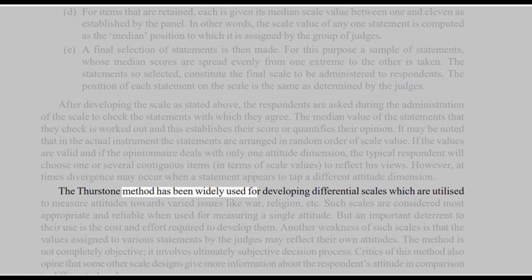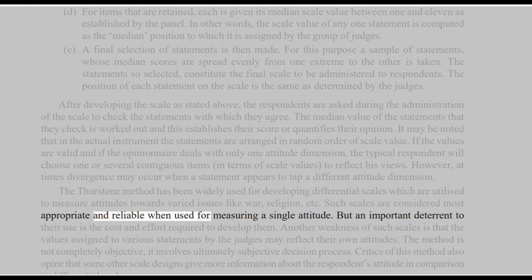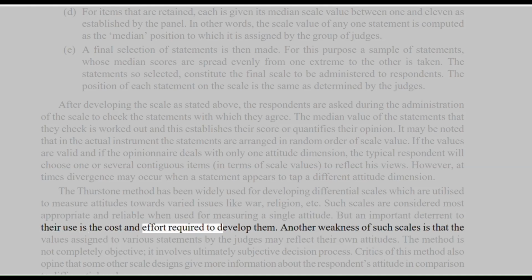The Thurstone method has been widely used for developing differential scales which are utilized to measure attitudes towards varied issues like war, religion, etc. Such scales are considered most appropriate and reliable when used for measuring a single attitude, but an important deterrent to their use is the cost and effort required to develop them.